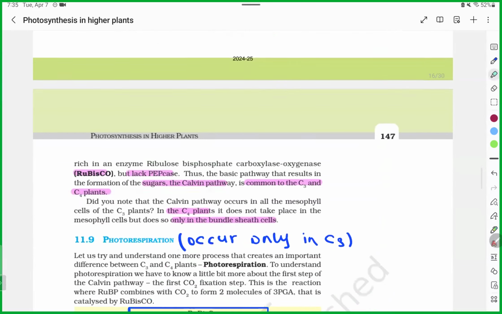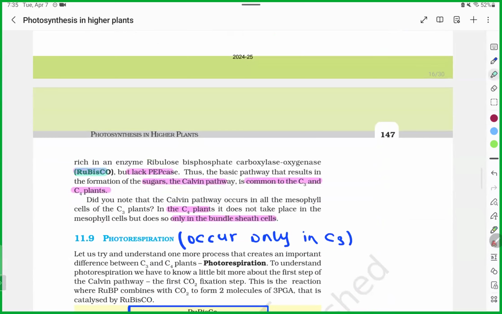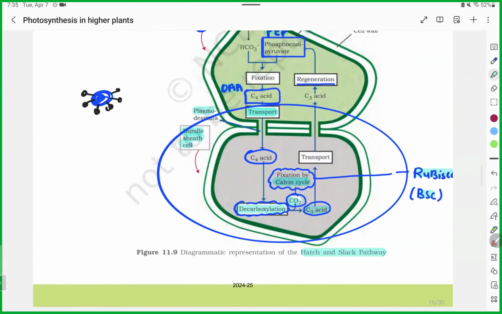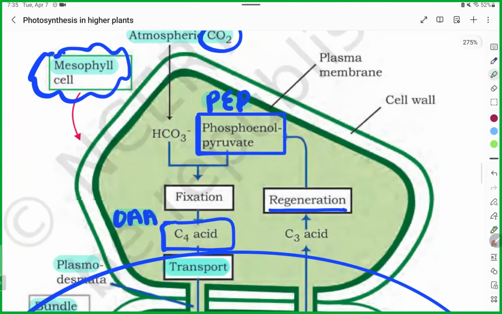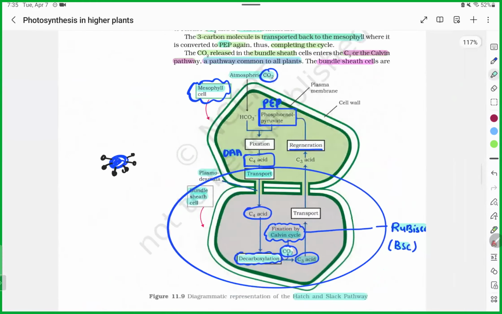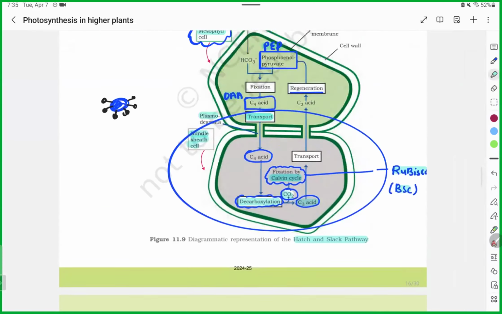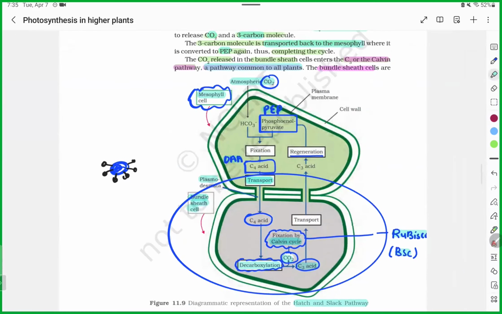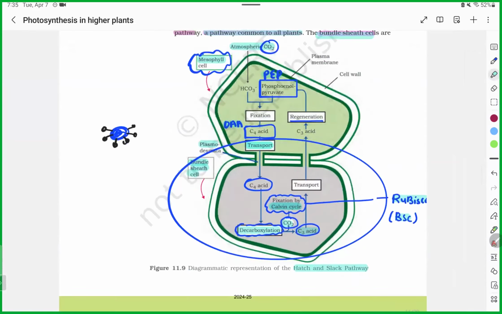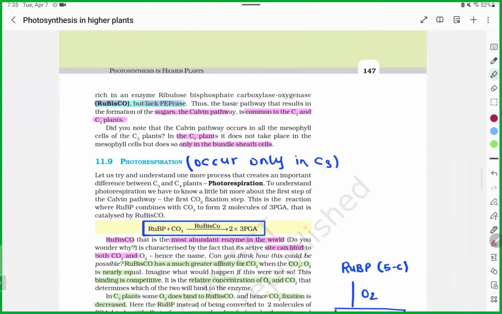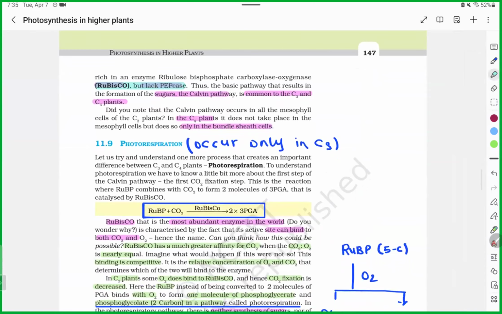Bundle sheath cells are rich in Rubisco, but bundle sheath cells do not have PEP carboxylase. Why? Because PEP carboxylase is present in the mesophyll cell. Correct? Bundle sheath cell has Rubisco but not PEP carboxylase.